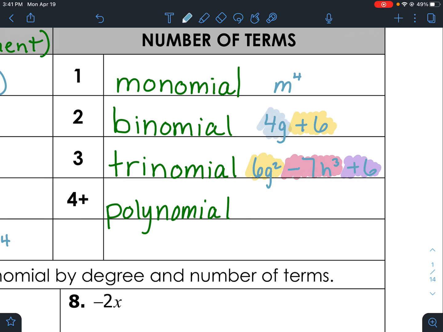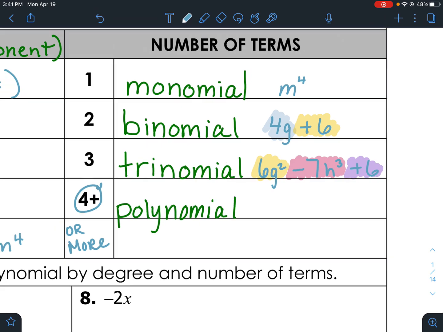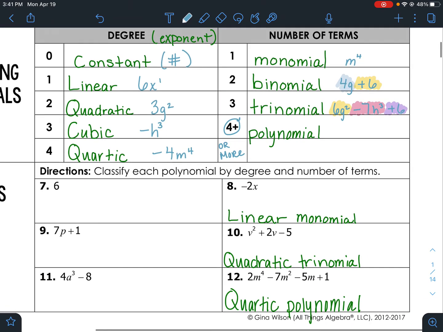Last one is a polynomial that has 4 or more, keyword there, or more. So I could have something that has 6, 7, 8 terms, doesn't matter. It just has 4 or more. And I won't give you an example of that because it could be multiple things, 4 or more terms, 4 or more chunks. Okay, let's start classifying these.